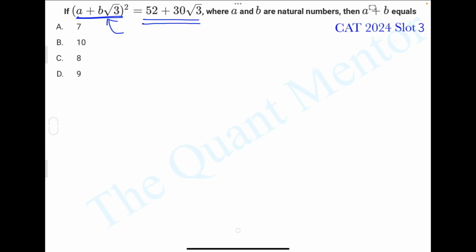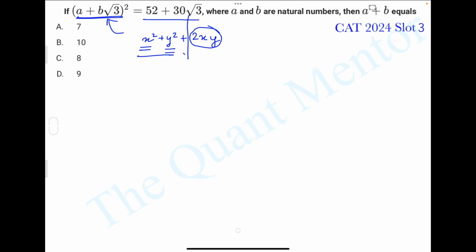So 52 plus 30 root 3 is actually of the form x square plus y square plus 2xy. Now in this, if you observe, x square and y square are basically squares. So even if x and y had square root signs, the x square and y square values will not contain any square root symbol, right? So if 52 plus 30 root 3 contains a square root symbol, it is definitely our 2xy term, right? This concept we have already discussed in our course. You can check out the link in the description for the same.